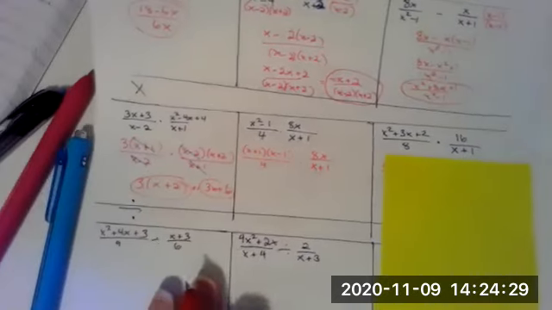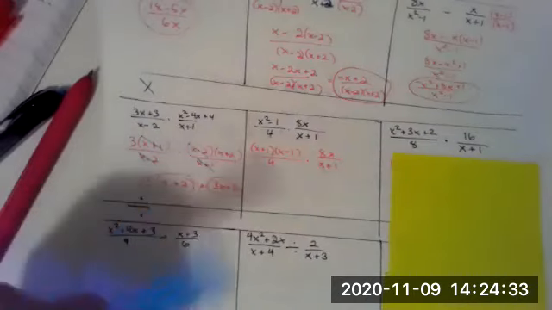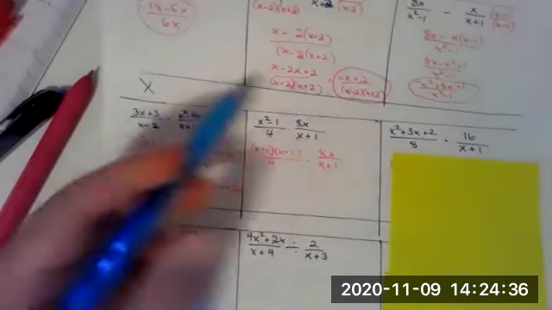So what I'm going to go ahead and do is think now, okay, what divides out to 1, or what can divide out? I have x plus 1 over x plus 1.